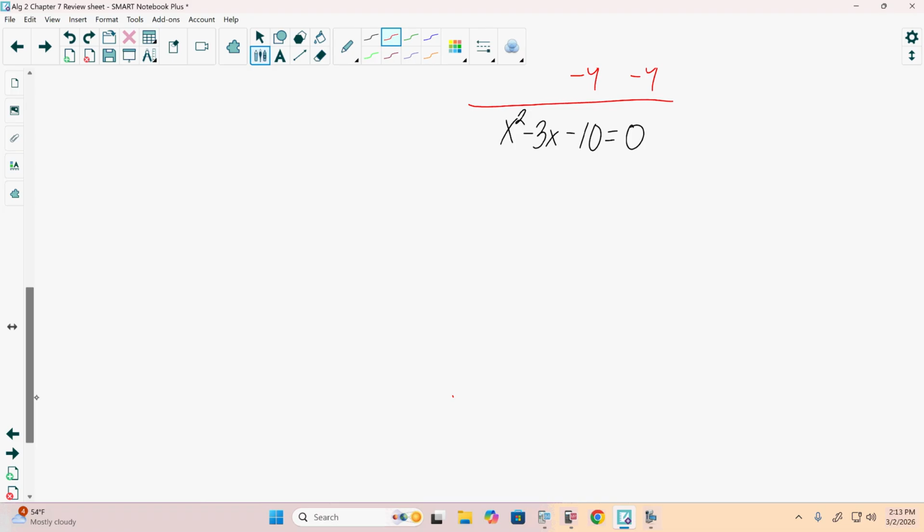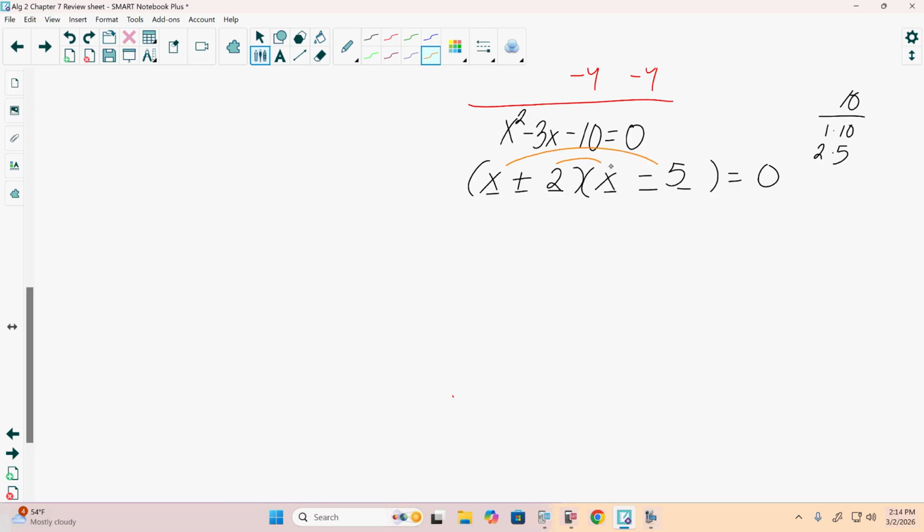There is no greatest common factor amongst these three terms. So we'll write our two sets of parentheses with 3 spaces. Since the third term is negative, the signs are opposite. Factors of x squared are x and x. Factors of 10 are 1 and 10 or 2 and 5. I'm going to try 2 and 5. And if we check this off to the side, make sure these are the correct factors. X times negative 5 would be negative 5x. 2 times x is plus 2x, giving us the negative 3x middle term that we wanted.